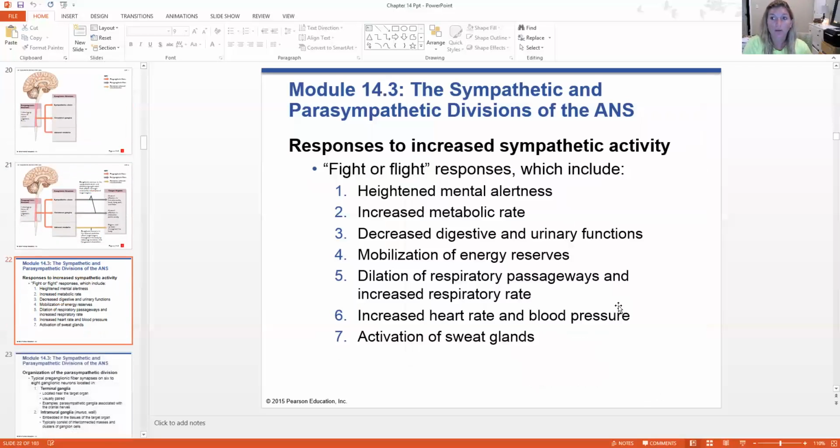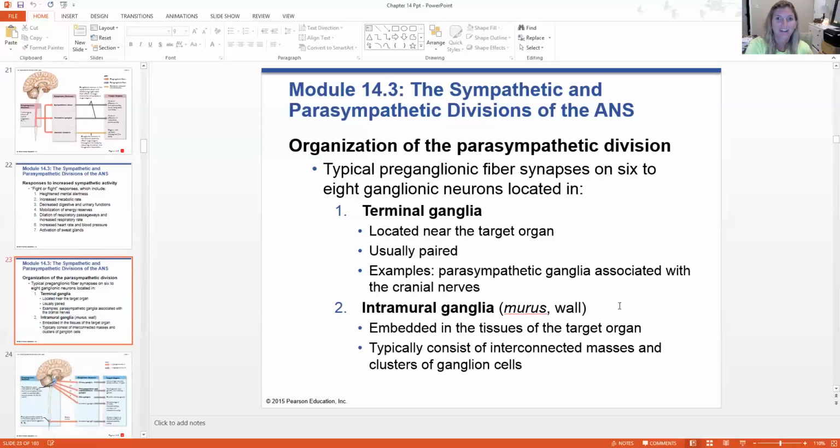All right, let's talk about some responses to increased sympathetic activity. This is fight or flight: heightened mental awareness, increased metabolic activity, decreased digestive and urinary functions, decreased reproductive functions, mobilization of energy reserves, dilation of respiratory passageways and pupils, etc., increased heart rate, increased blood pressure, and activation of sweat glands. This is the, oh my gosh, the plane's about to take off and I'm nervous that we're going to crash and die type of feeling.